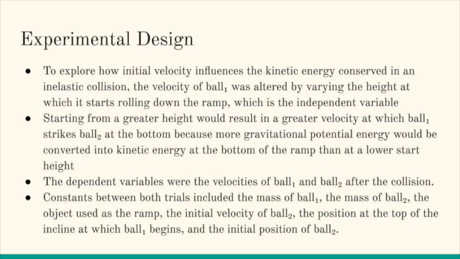aka our final velocities. The constants we kept in this experiment were the masses of both ball 1 and ball 2, the object used as a ramp, which was the whiteboard, the initial velocity of ball 2, and the initial position of ball 2. It is important to note that the two dimensions that we considered in this experiment were those of the plane of the ground rather than the vertical height of ball 1's initial position. Therefore, we began data collection just as ball 1 reached the end of the ramp on the ground on the same plane as ball 2.